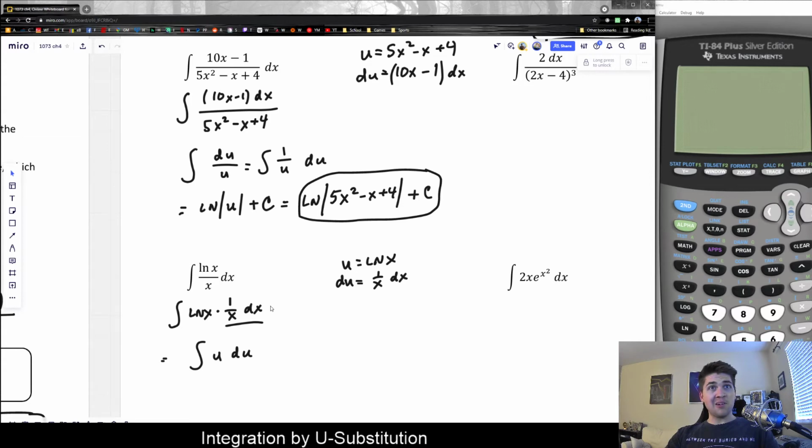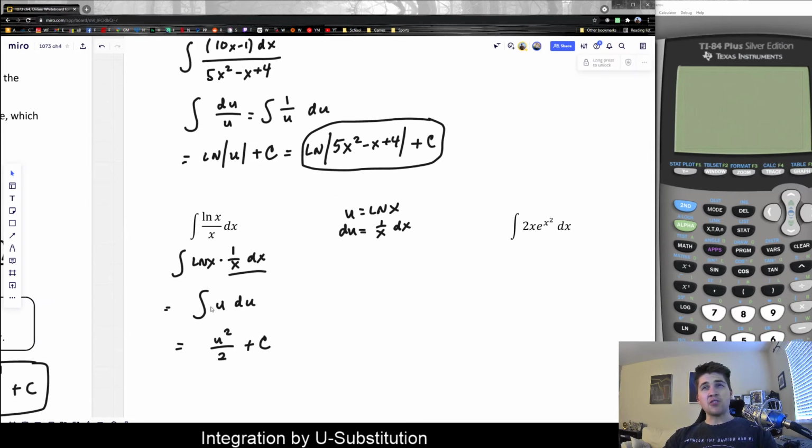And this is an easy integral, right? Because the antiderivative of u is just u squared over 2 by the power rule, and as always plus c. And then after I solve the antiderivative, I could go ahead and resub back in u, which is the natural log of x. So it has the natural log of x quantity squared over 2 plus c as my antiderivative.